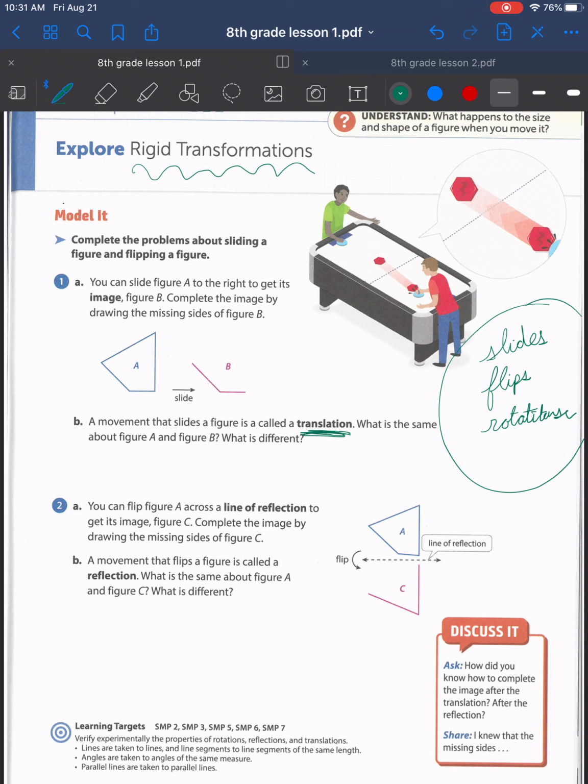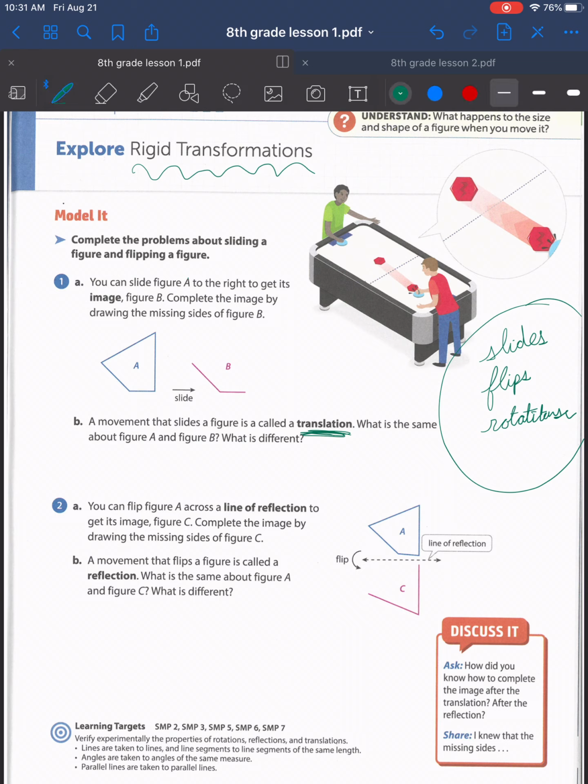All right, enough of me jabbering about. Let's go look at number 1A. You can slide figure A to the right to get its image onto figure B. Complete the image by drawing the missing sides of figure B.